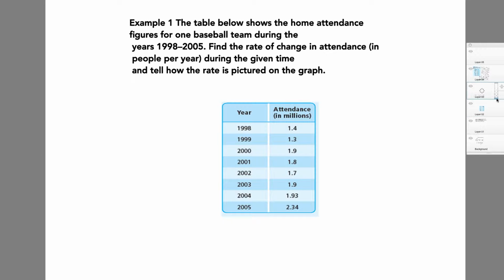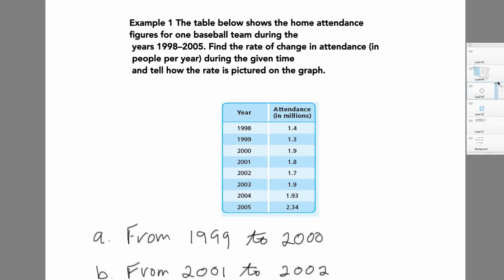So what are we looking for here? We're looking for from 1999 to 2000. What is the rate of change? Now we have to be careful here in this table. This is attendance in millions. So the change from 99 to 2000 was not 1.3 to 1.9. It was 1,300,000 to 1,900,000. So your answer for this one will reflect that kind of rate, that rate of change from those two values.